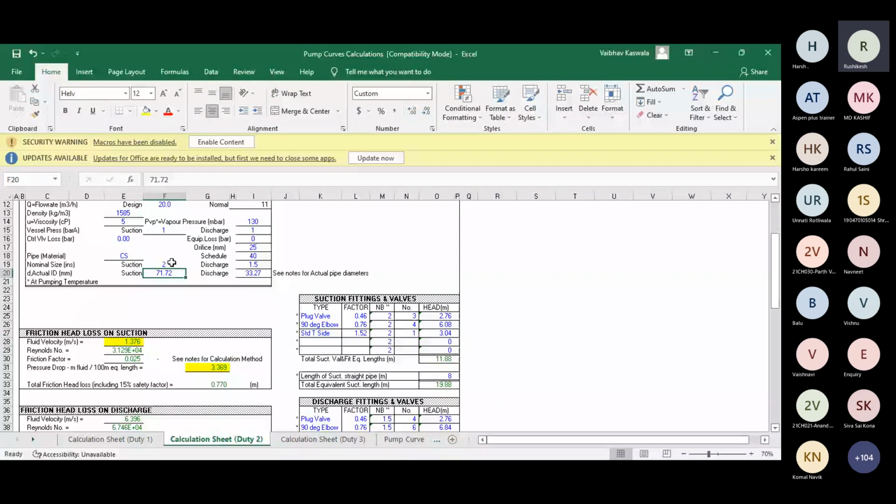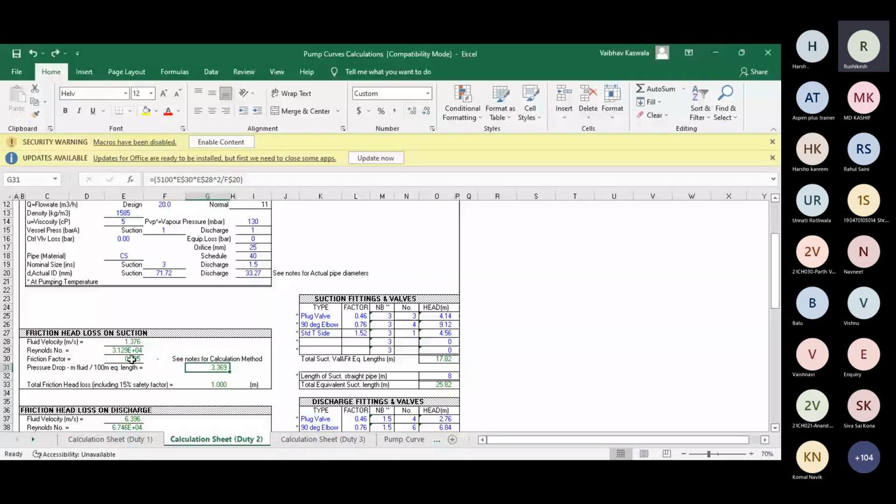Okay, it is not linked with this. Which formula is there for velocity? Okay, I'm using this particular formula. Suppose 71.72 is the nominal size. If I reduce to 50, then what will happen? You can see my velocity increases to 2.8, and my suction side pressure drop and frictional loss increase. If I reduce it from 50 to 40, this is increasing, because at higher velocity, at higher Reynolds number, your losses are higher. That's why your suction side pressure drop increases.